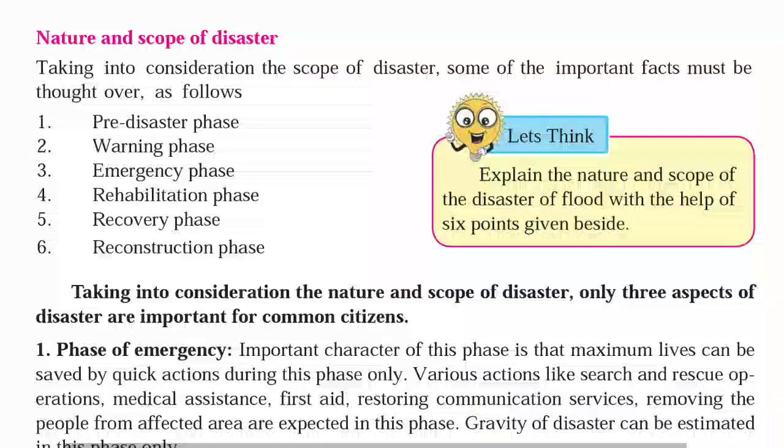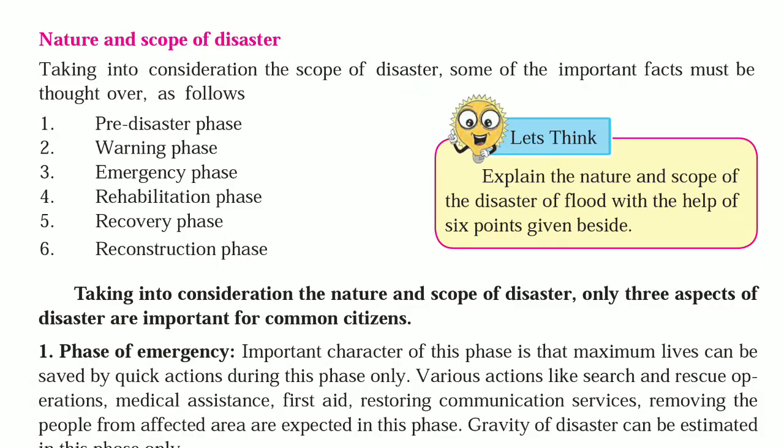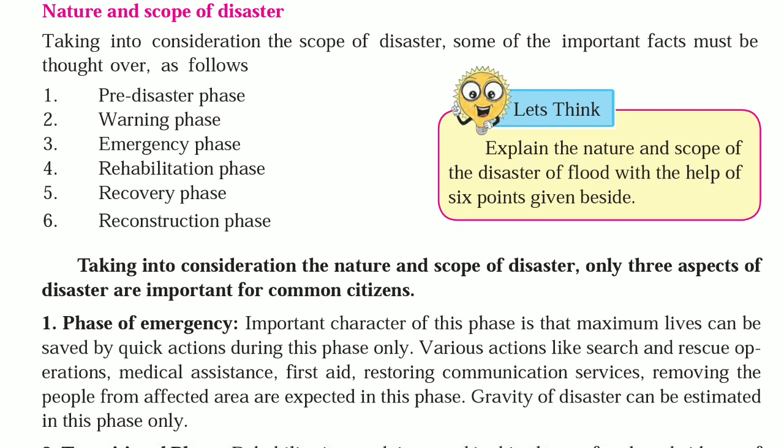Nature and scope of disaster. Taking into consideration the scope of disaster, some of the important facts must be thought over as follows. First, pre-disaster phase. Second, warning phase. Third, emergency phase. Fourth, rehabilitation phase. Fifth, recovery phase. And sixth is reconstruction phase.